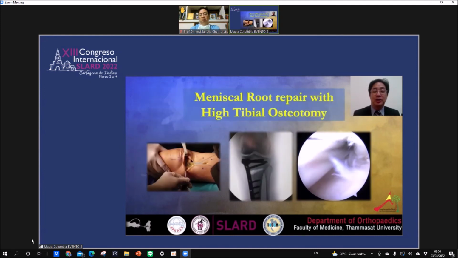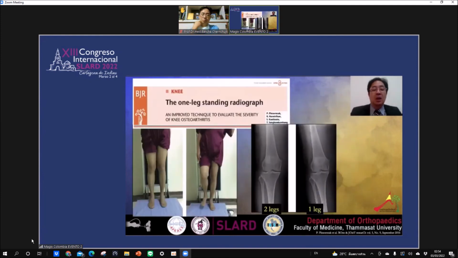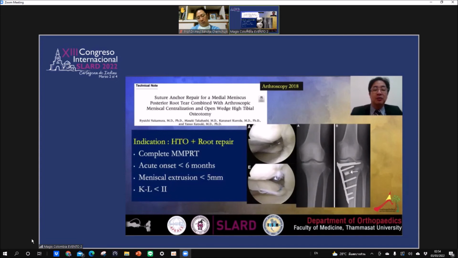When should we do HTO in root tear? I prefer the one leg standing view because many times the two leg standing view looks very normal. This technique is very useful to detect the actual joint space narrowing and axis deviation. The indication for HTO plus root repair includes acute onset of root tear less than 6 months, with extrusion less than 5 millimeters, and KL less than 2.